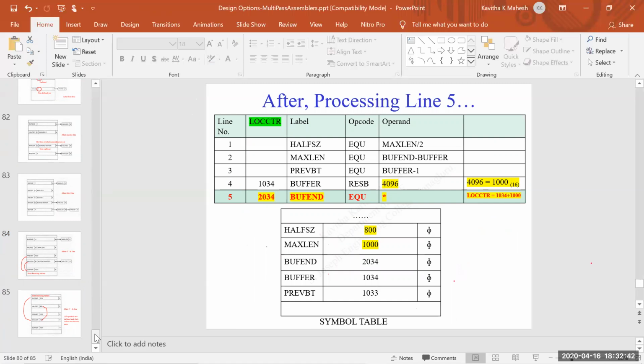With this, we have come to the end of the topic assembler design options, and we have also come to the end of the assembler chapter. There is one more topic left out in this chapter, that is the implementation example, wherein the AIX assembler is discussed. This is given as a self-study. You can go through the textbook and study the implementation of the AIX assembler, which is an example for a real machine. So that is the end of module 1.